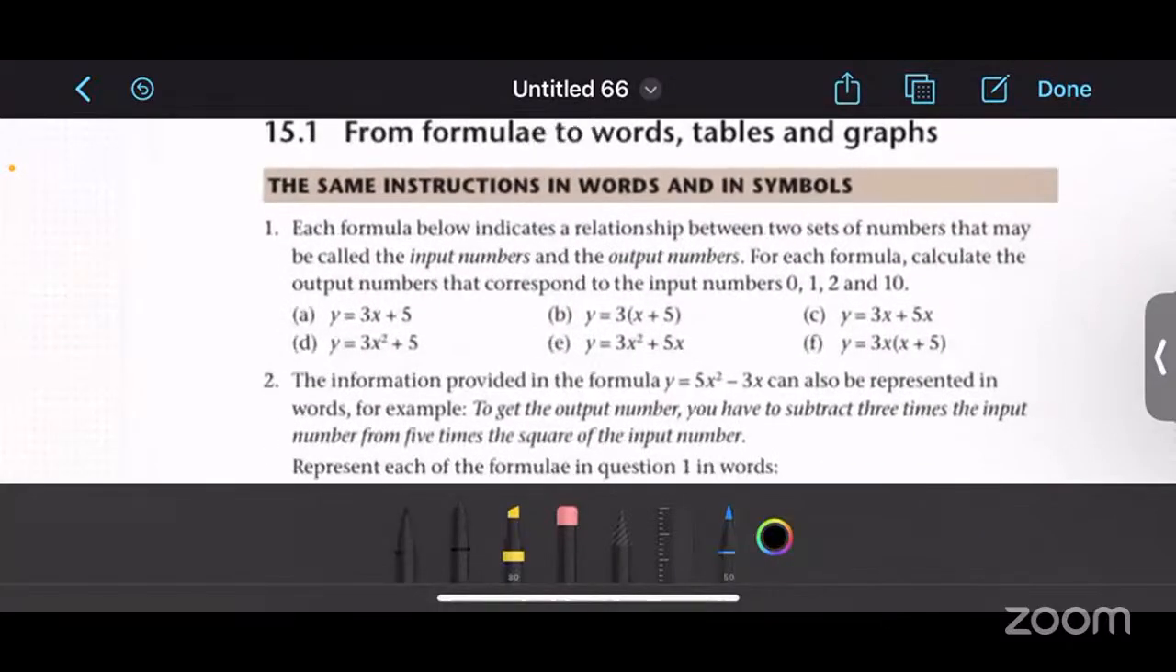So this is what we did. I think it's just you that was not here. Everybody else was here. So this is what we did last week: the same instruction in words and in symbols. In words, where there were given words, we were required to change them into symbols.